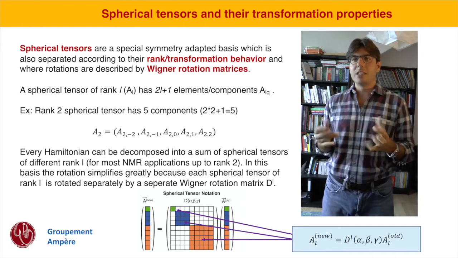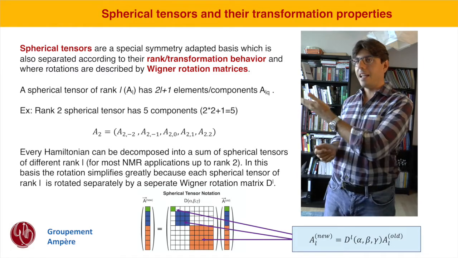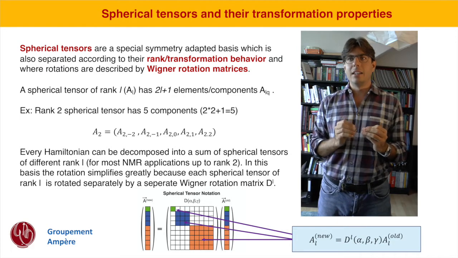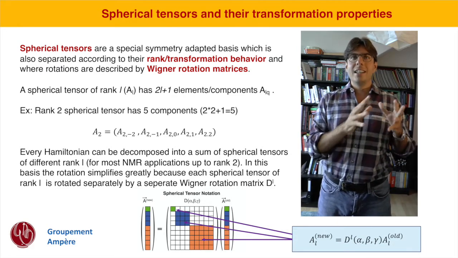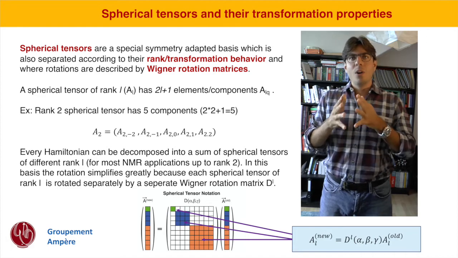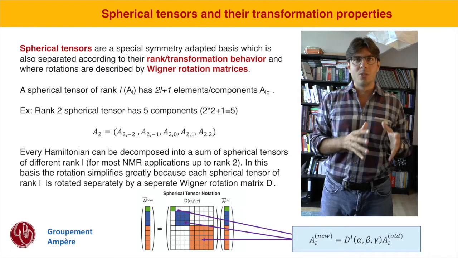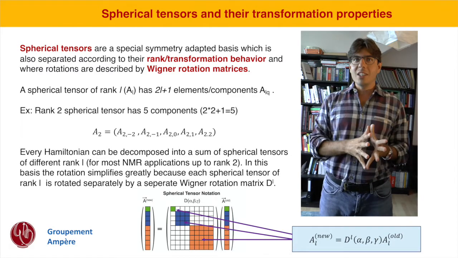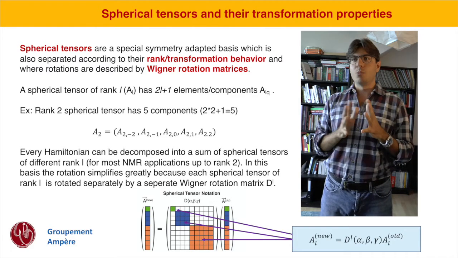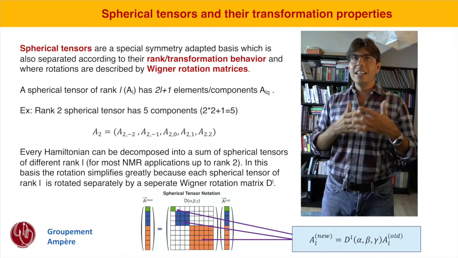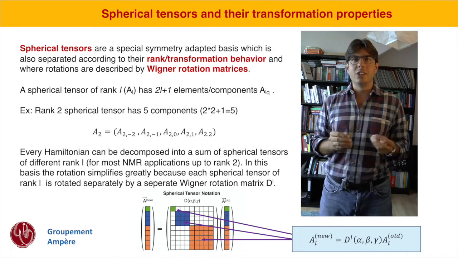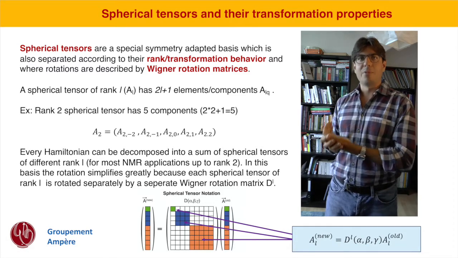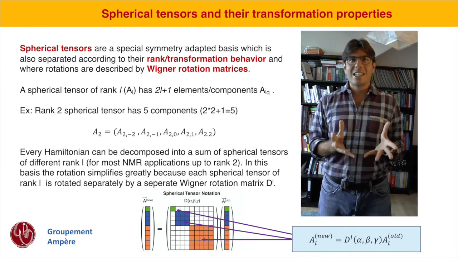Well, you have a spherical tensor A, for example, A with a subscript L, and the L stands for the rank of the tensor, meaning that the L stands on how our tensor is going to transform when we rotate it. And a spherical tensor has 2L plus 1 components, and each component is then mathematically just denoted by an A subscript L, subscript q.